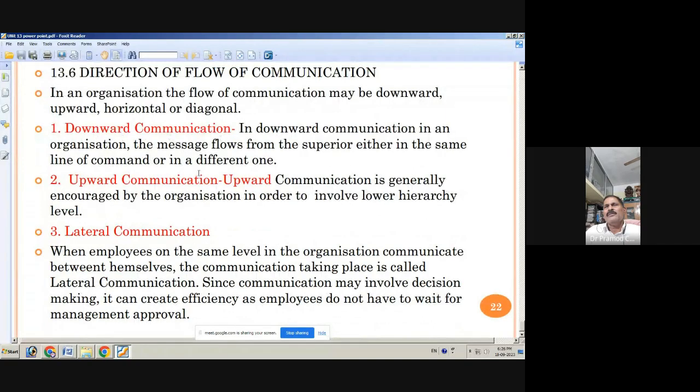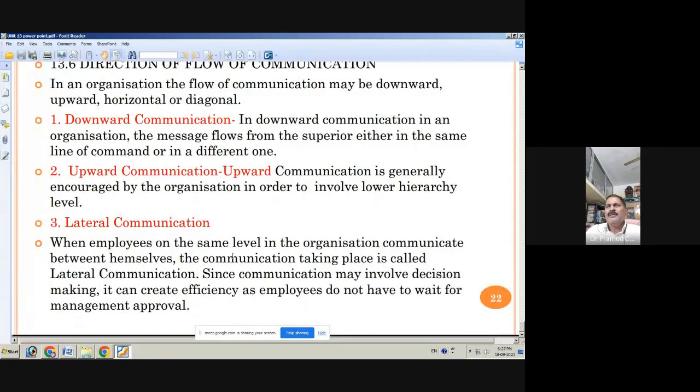One is downward communication. Downward communication means the message flows from the superior downward. Upward communication means from the lower hierarchy it will increase, from lower to higher. We'll have to consider the lower people. Lateral means the same level we'll have to maintain, not lower. There will be lateral communication, which may involve decision making. It can develop the efficiency of the employees, and we must take the approval of the authority.